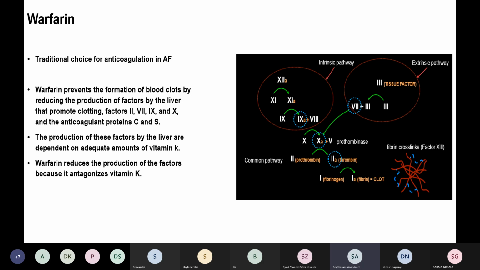Just a quick slide about warfarin. We all know that it is a traditional choice for anticoagulation. It's basically a vitamin K antagonist. So we all know that factor 2, factor 7, factor 9, and 10 are vitamin K dependent factors. Essentially, these factors are depleted by warfarin, and hence the anticoagulant effect.